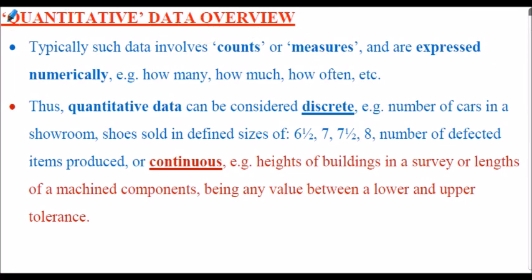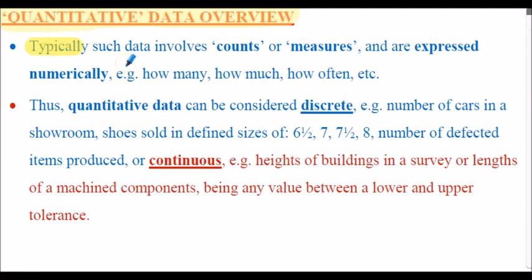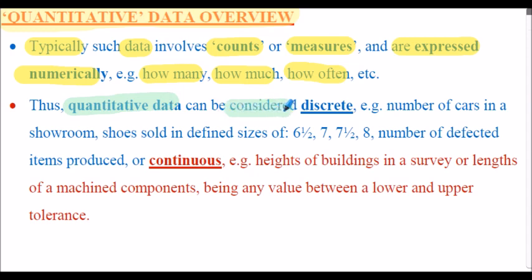Quantitative data overview. Typically, quantitative data involves counts or measures and are expressed numerically. For example, quantitative data involves counting how many, how much, how often, etc. Quantitative data can be considered as discrete.